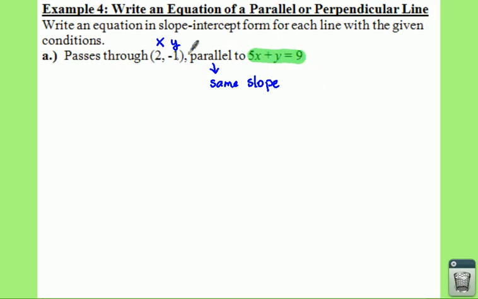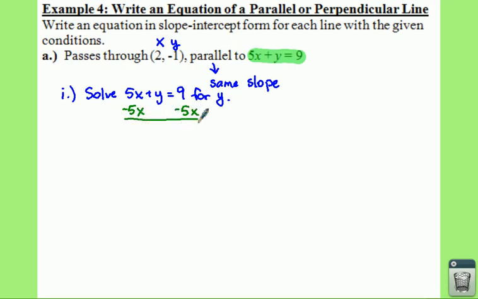In order to find your slope, you're going to solve the first equation for y. So let's solve 5x plus y minus 9 for y. When you solve this equation, all we really have to do is subtract 5x from both sides, and that will give us y is equal to negative 5x plus 9. So that means your slope from this equation is negative 5.